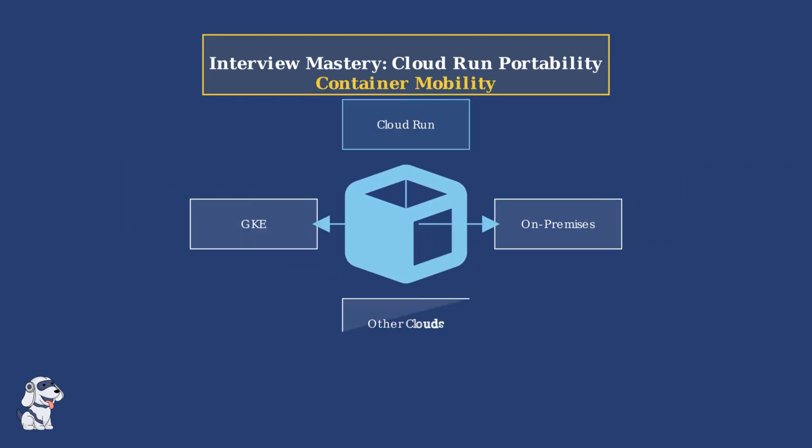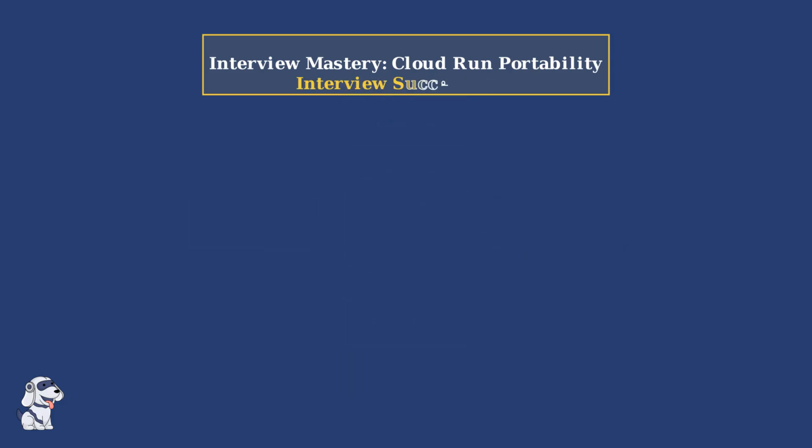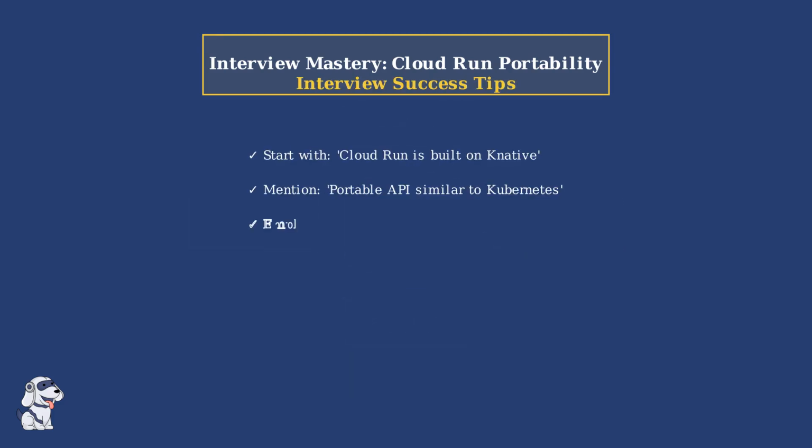Because Cloud Run uses standard containers and Knative, your applications can run on any Kubernetes cluster, on-premises, or other cloud providers. This is the essence of avoiding vendor lock-in. Now for the interview tips. When answering this question, structure your response clearly. Start with the Knative foundation, explain the portable API, and finish with practical benefits. Always mention that this prevents vendor lock-in and enables multi-cloud strategies.